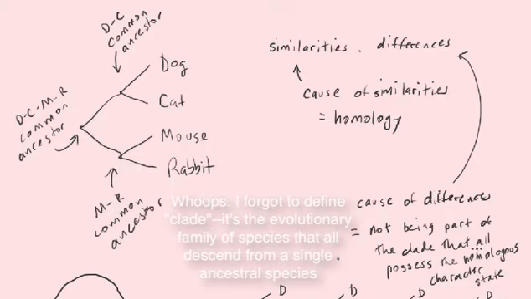So there's a homologous character state that is there in dogs and cats that we don't find in mice and rabbits. And there are homologous character states that are present in mice and rabbits that you don't find in dogs and cats because, again, a cat is not part of the clade that is descending from the mouse-rabbit common ancestor.